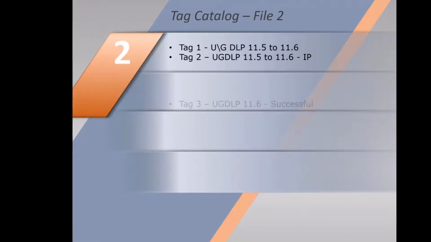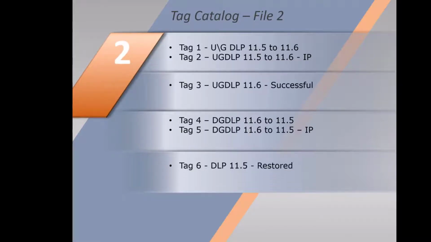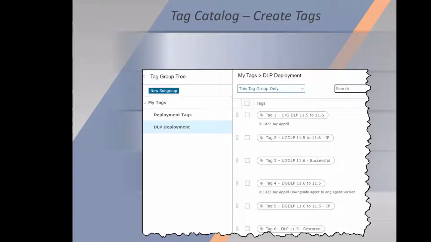Now over here in the tag catalog, we're going to have 6 tags. They're going to look just like this. Normally, you don't have to worry about any problems on the import with tags. Do put them in a group, though, that's appropriate for your lab.